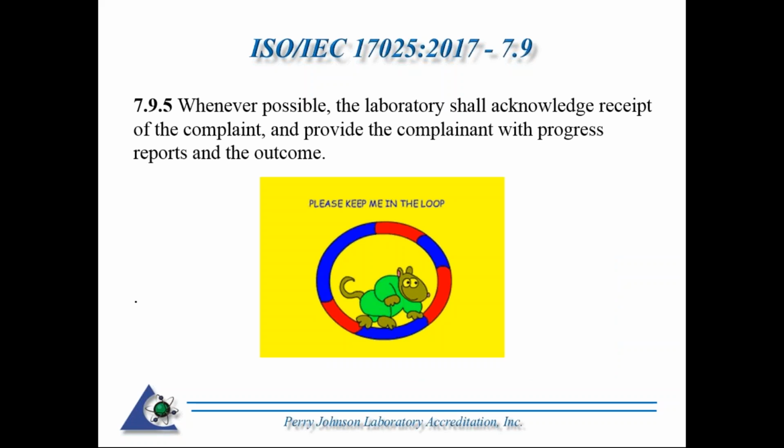Okay, moving right along here, as you can see, we have a lot more clauses in this section than we did in 2005. So, 795, whenever possible, the laboratory shall acknowledge receipt of the complaint and provide the complainant with progress reports and the outcome. So basically, you need to keep them in the loop.